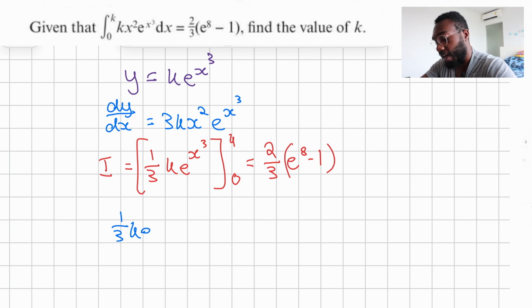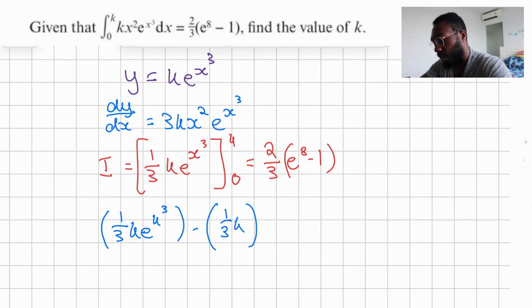So that'll be 1 over 3k e to the k to the power 3, and that is minus 1 over 3k e to the 0 to the power 3, which is e to the power of 0, and that is just 1. So it'll just be 1 over 3k. And we're told that must equal 2 over 3 (e to the 8 minus 1).